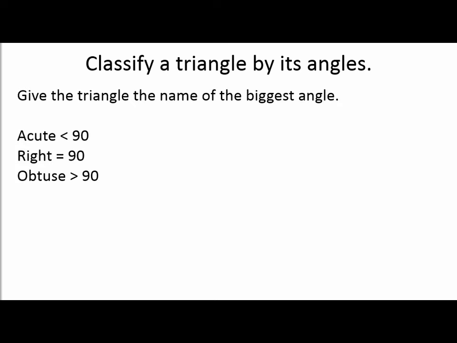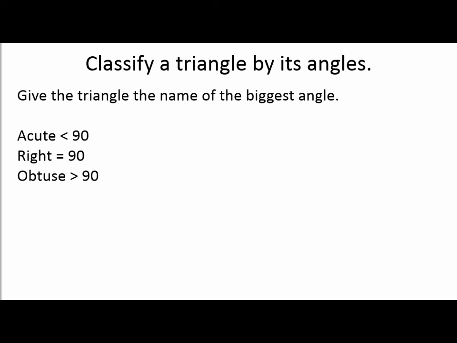Alright, let's classify a triangle by its angles. Once again, for sides, we have three names. For angles, give the triangle the name of the biggest angle. And then we know acute is less than 90, right equals 90, and obtuse is more than 90. Kind of like our angles that we learned last week. So give the triangle the name of the biggest angle. So we're going to have some acute triangles, some right triangles, and some obtuse triangles.